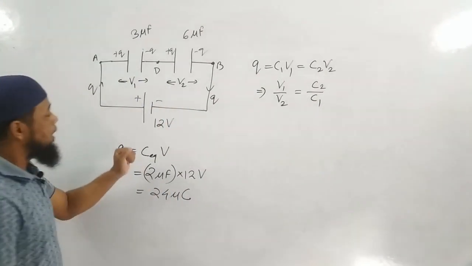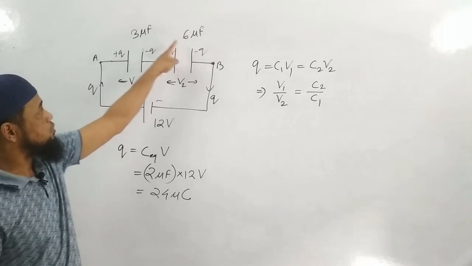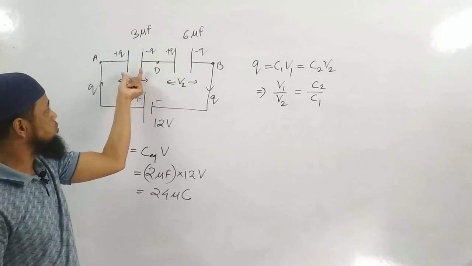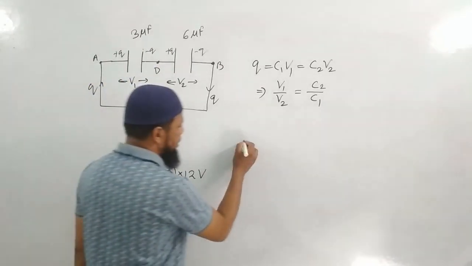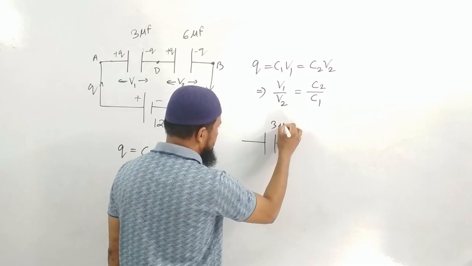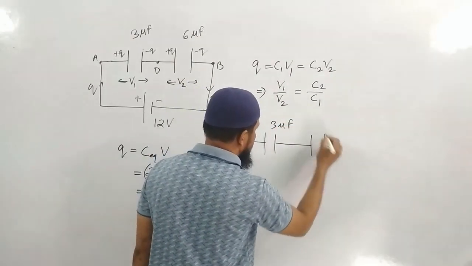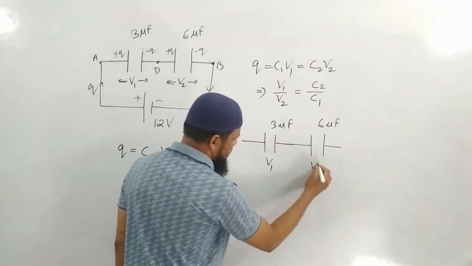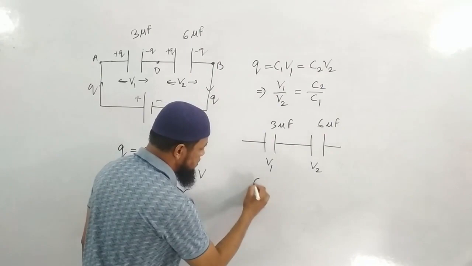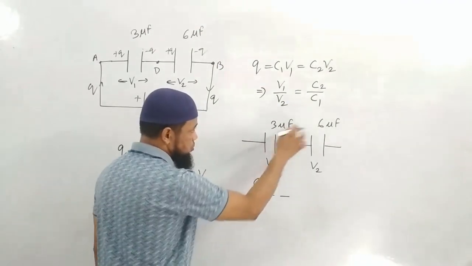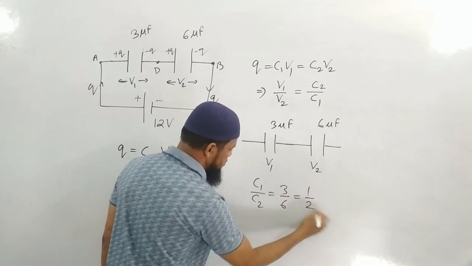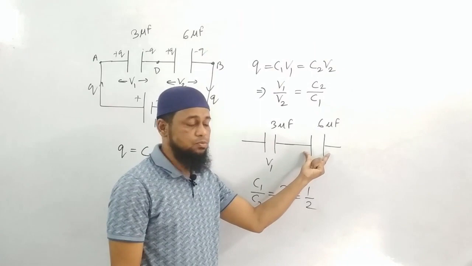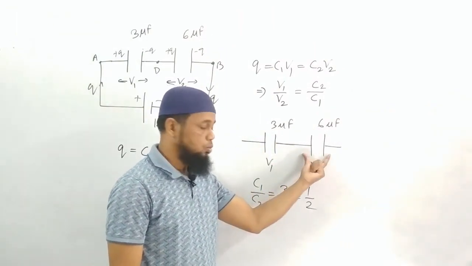For example, what are the capacitances? This is 3 microfarad, and this is 6 microfarad. This potential drop is V1, this potential drop is V2. So how much is C1 by C2? 3 is to 6, that is 1 is to 2. So the capacitances are in the ratio 1 is to 2. So the potential drops will be in the ratio 2 is to 1.